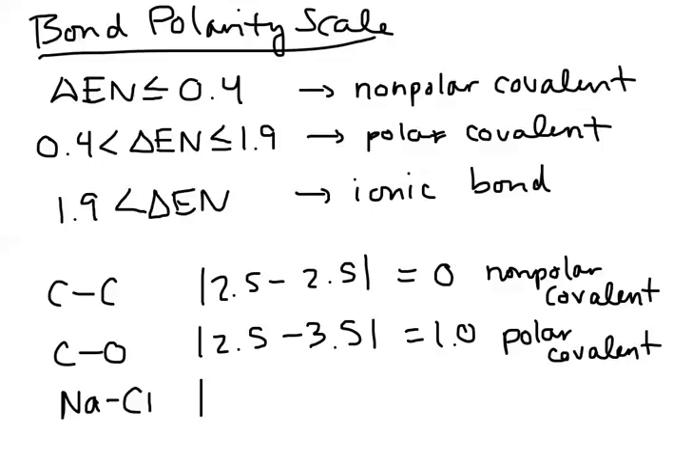What's Na? Yeah, but like what's the electronegativity? 0.9. And we already know that chlorine is 3.0. That gives us 2.1. So what type of compound, what type of bond is that? Ionic, which we already know, but we're just confirming it with this scale.